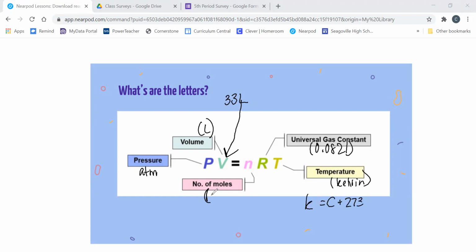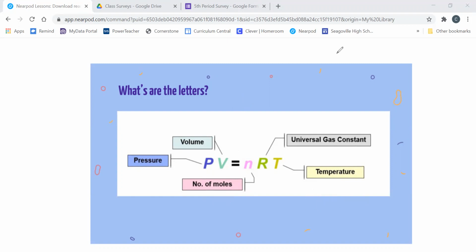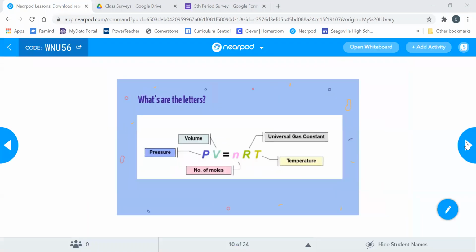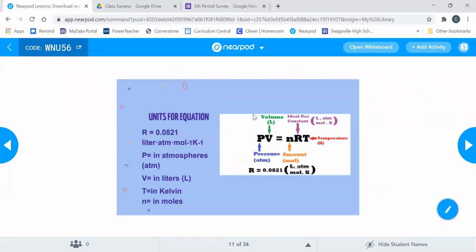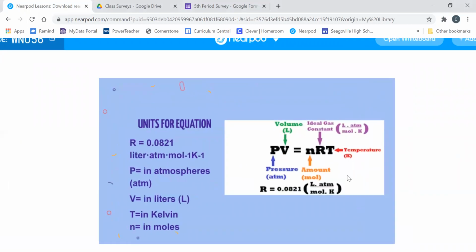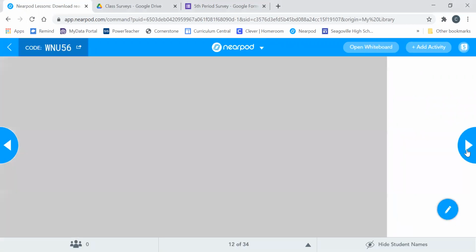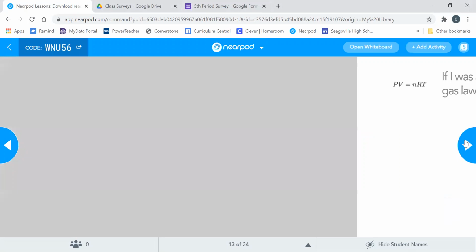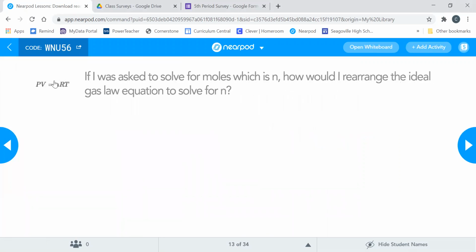And N is just number of moles. So you guys do need to know what the letters mean and what the units are. I'm gonna keep going. And just the same thing, just the units that go in each letter, what the R constant is, what the units are for each letter is still in this PowerPoint. And then the biggest thing that we're having issues with is rearranging the formulas.